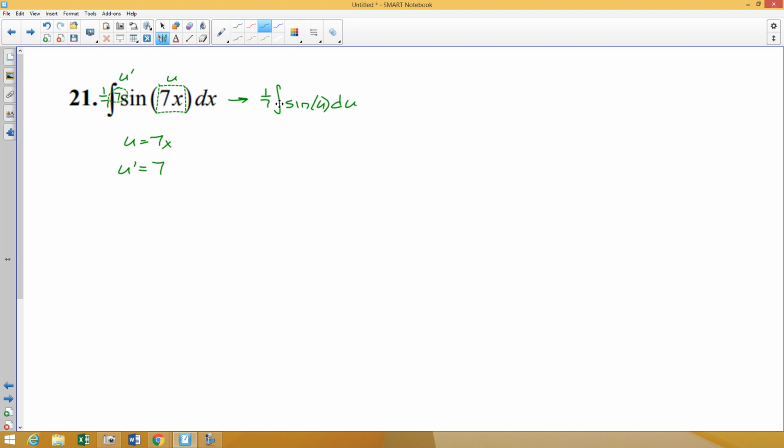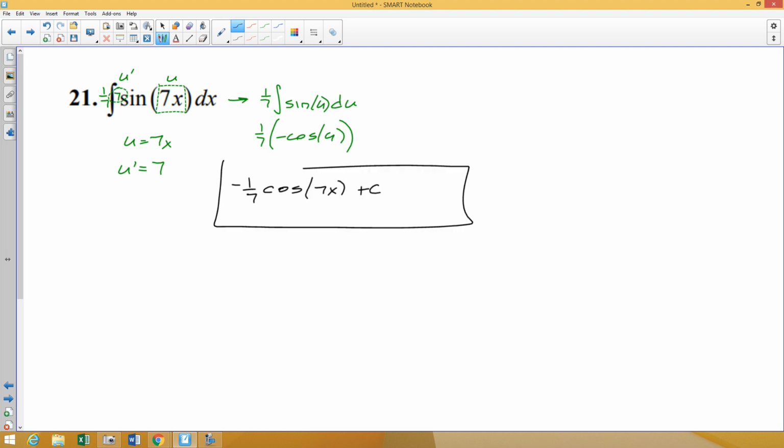Then when you do the antiderivative of sine, antiderivative of sine is negative cosine of u. There is still a 1/7 in front of that. And then we'll substitute the 7x back in the place of the u. And so my final answer is negative 1/7 cosine of 7x. And as always, don't forget your plus c. So there's the answer to number 21 on that sheet.